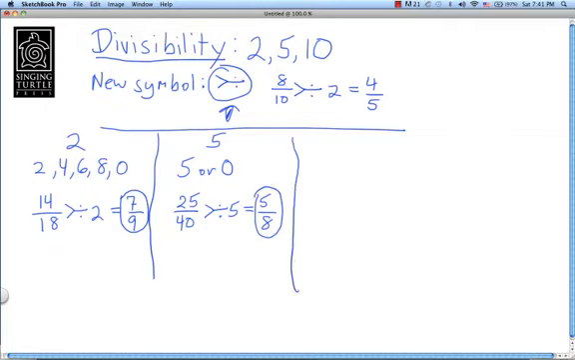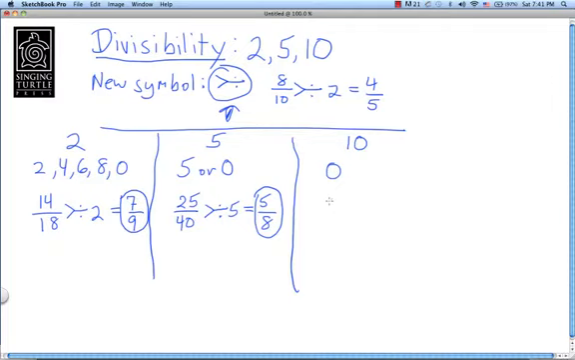Now, the last number that has a nice, easy divisibility trick is the number 10. Some of you probably already know this trick. 10 goes into any number evenly if that number has a 0 in the ones place. So for example, 10 goes into 10, it goes into 30, it goes into 60, it goes into 90, and it also goes into numbers larger than 100 that end in 0, like 270, because 270 has a 0 in the ones place.